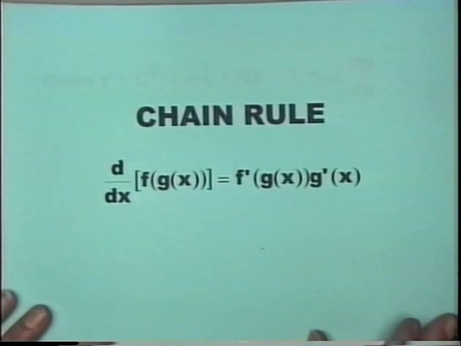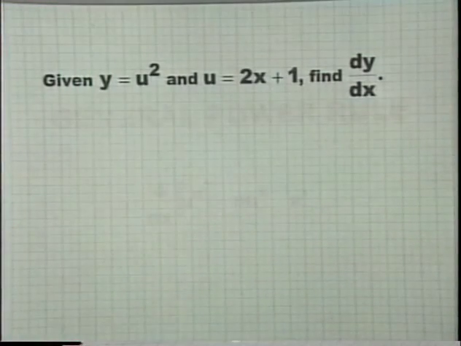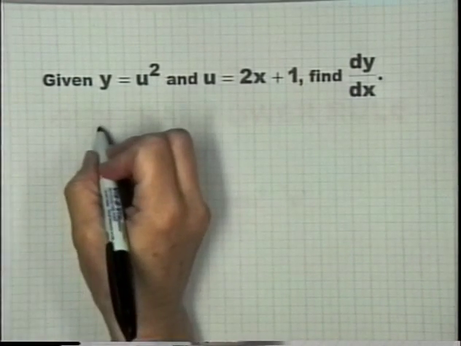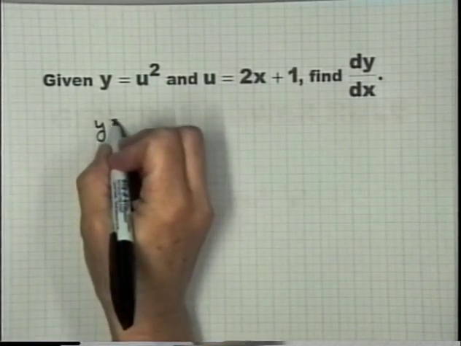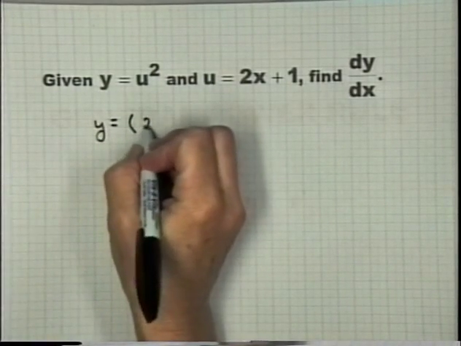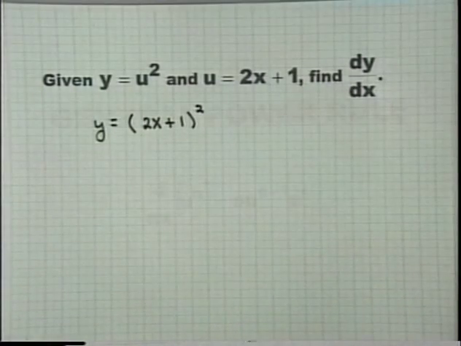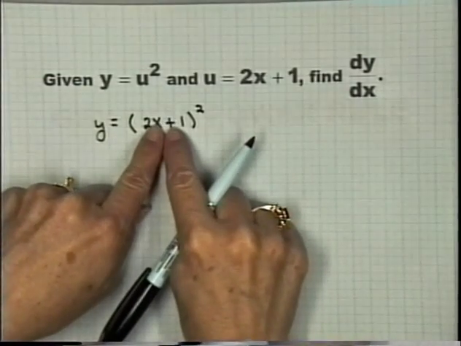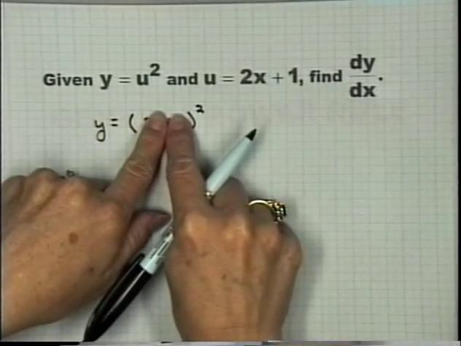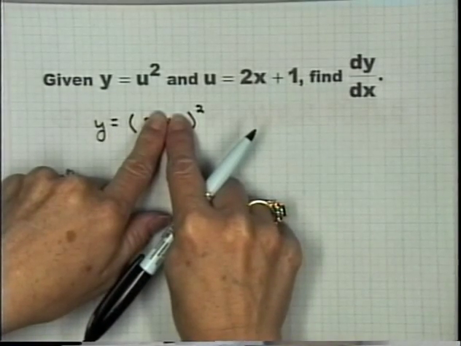Now I'm going to go back to the example that we just did a minute ago, and we're going to do this another way. y equals u squared and u equals 2x plus 1, find dy/dx. First, I'm going to rewrite as we did before, replacing u with 2x plus 1, and I'm going to have the form y equals (2x plus 1) quantity squared. Now, this is a composite function.